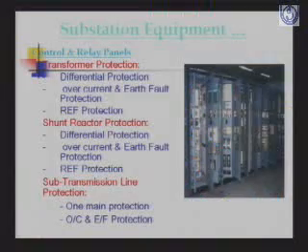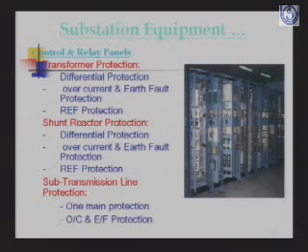Then we have control and relay panels. If you have seen a control room, you will see there are control and relay panels in the control room. There are relay protection panels for transformer protection. The protection given to a transformer is differential protection, overcurrent and earth fault protection, and restricted earth fault protection. For a shunt reactor, the protection could be differential protection, overcurrent and earth fault protection, and restricted earth fault protection. And for a sub-transmission line, the protection could be one main protection and overcurrent and earth fault. Generally, we are using overcurrent and earth fault protection.